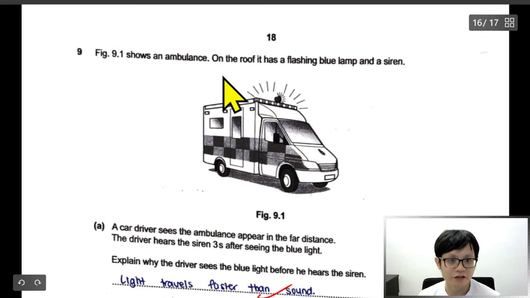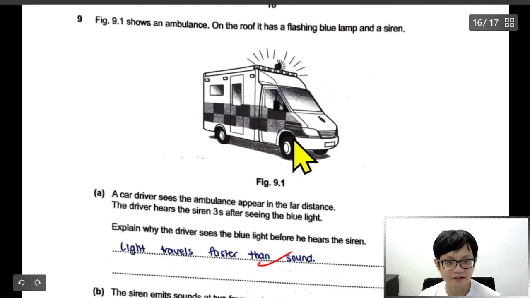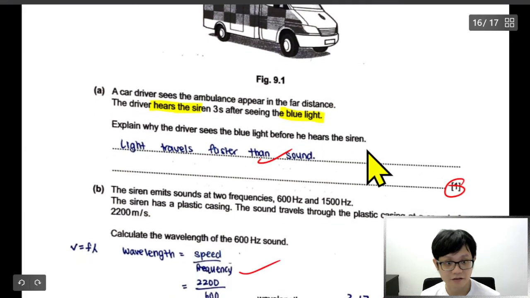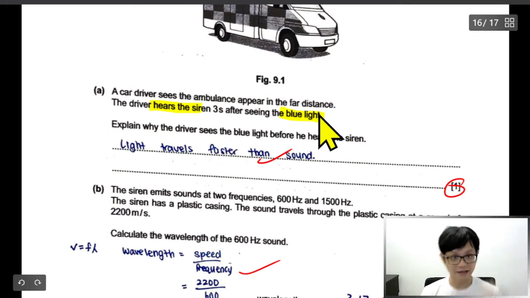Figure 9.1 shows an ambulance. So there's a siren. So what do you see? Read the question. From a far distance, you can hear the sound or see the light first. So you can see the light first, correct or not? See the light first, then we hear the sound.